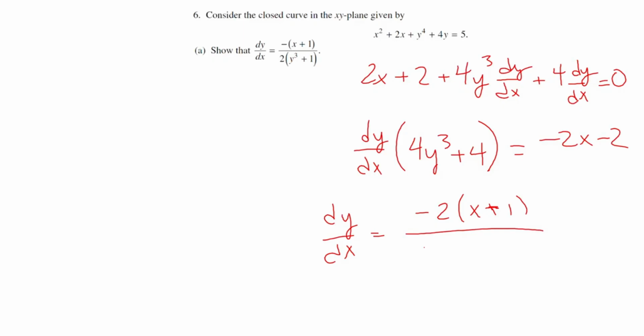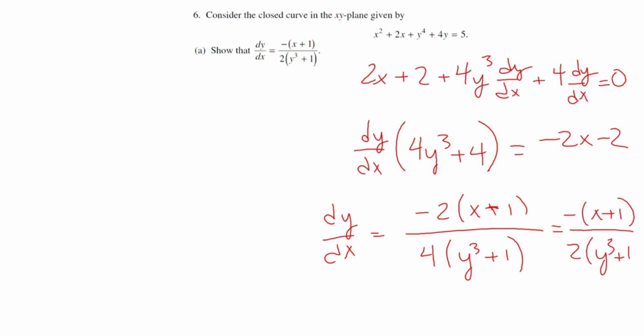And if I divide by that, we can factor out a 4 also. So that's going to be 4 times y cubed plus 1. And of course, the 2 over the 4 cancels to become just a 2 in the denominator. And we've got exactly what they wanted us to show that derivative was equal to. 1 point for correctly doing the implicit differentiation, and 1 point for fully verifying that that's what it equaled.